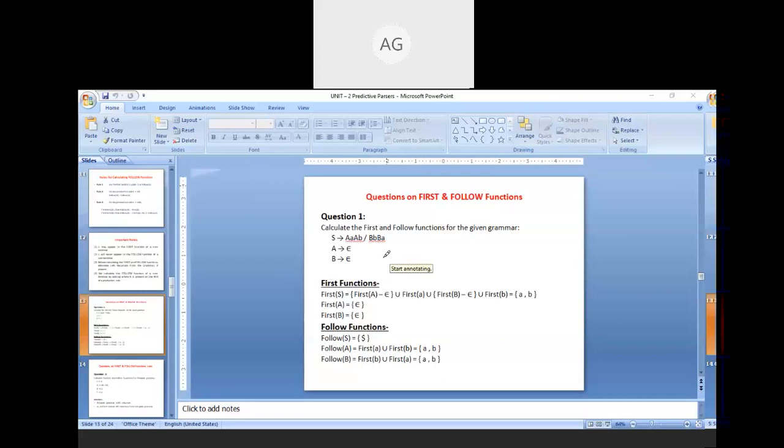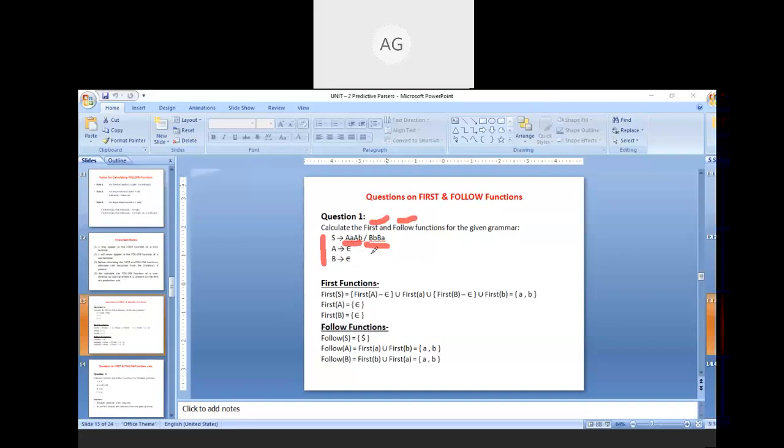So the question is this: calculate the first and follow functions for the given grammar. So this grammar is given to you, and here you can see this is the grammar. From S, there are two productions. One is this, and second is this, and there is only one production from A and B. So you need to calculate the first and follow functions.